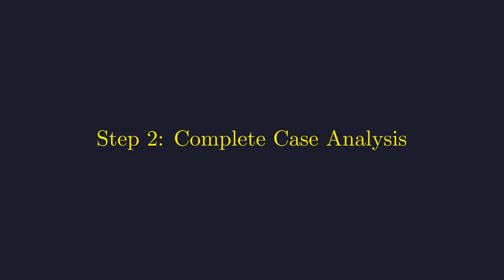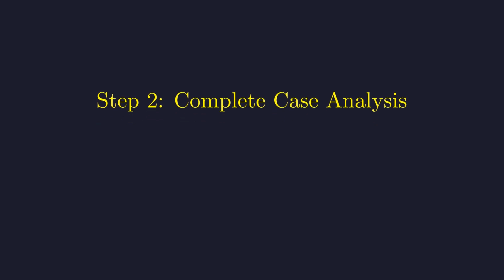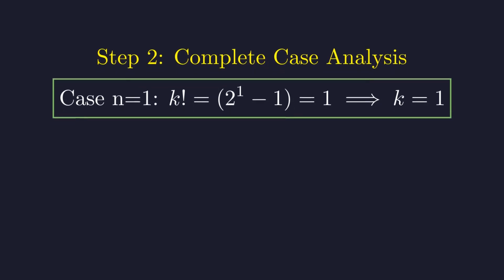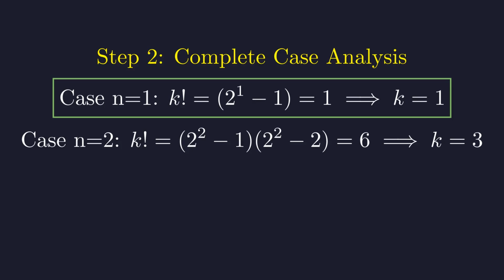This means we must first check the smaller cases from n equals 1 up to n equals 5 by direct computation. When n equals 1, the right-hand side simplifies to 1. Since k factorial equals 1, k must be 1. This gives us our first solution, the pair (1, 1). For n equals 2, the right-hand side evaluates to 6. Since k factorial equals 6, k must be 3. This gives us our second solution, the pair (3, 2).